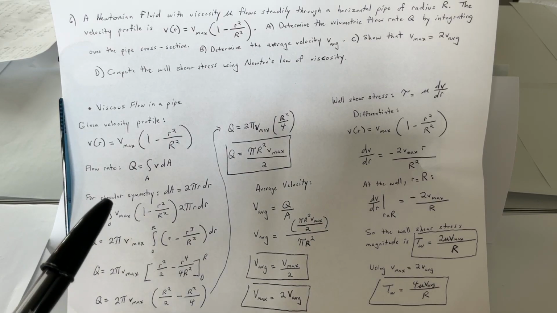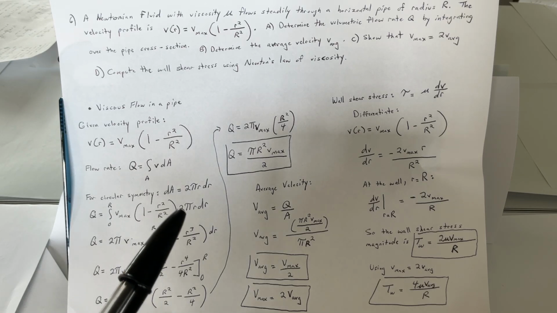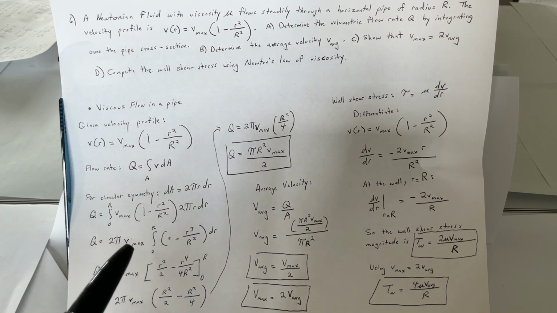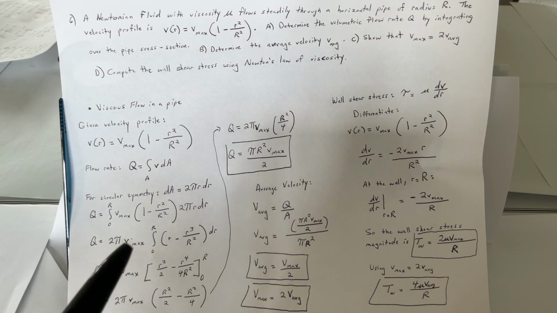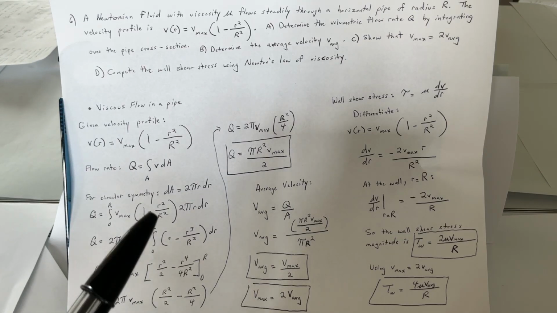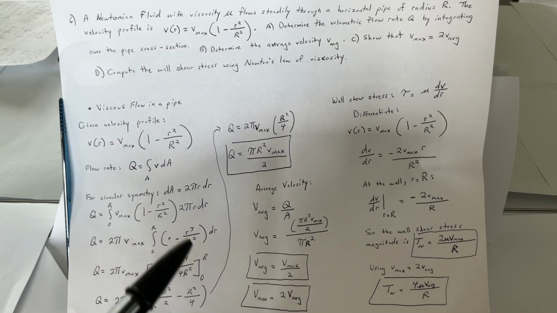Q equals the integral from 0 to capital R of v sub max times 1 minus lowercase r squared over capital R squared times 2 pi r dr. We can extract the 2 pi v sub max and put that on the outside of the integral. Now from 0 to R we have r minus r cubed over capital R squared dr, distributing just lowercase r. Now from here, integrating that, Q equals 2 pi v max times r squared over 2 minus r to the fourth over 4 R squared, from 0 to R.